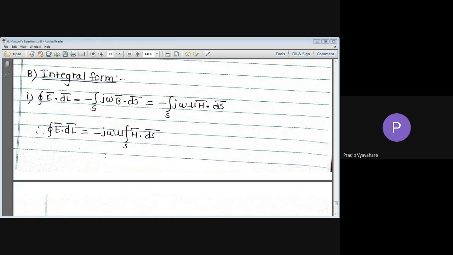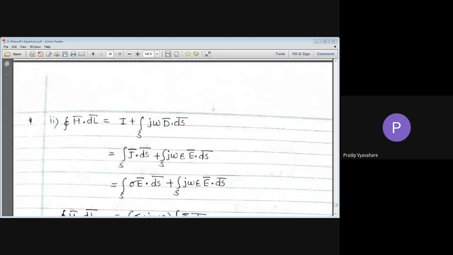In integral form, the closed integral of E bar dl is equal to minus the surface integral of jw B bar ds. Then we get the surface integral of jw mu H bar ds. So the closed integral of E bar dl is equal to minus j omega mu into the surface integral of H bar ds. These are the equations we get in integral form.